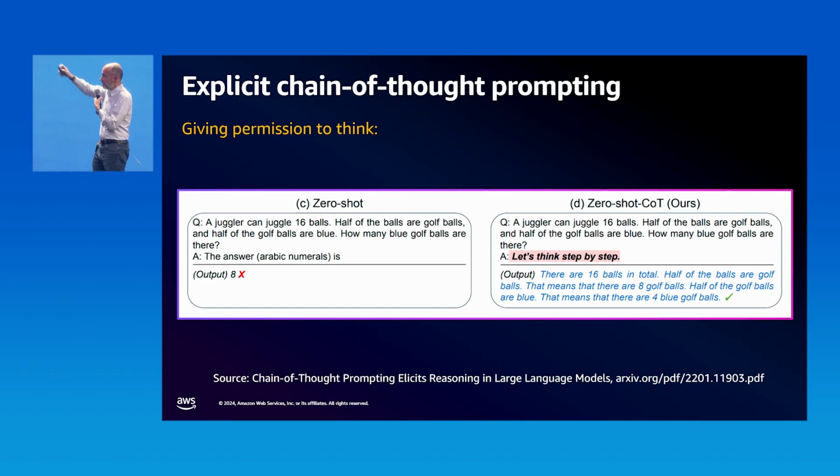But when we add the simple sentence, let's think step by step, now we're getting a good answer out of the same model. This is a surprising trick that researchers found out in the early days of LLMs, and it still works. So think about when you're not getting the right results, simply ask it to think step by step, which is called chain of thought prompting.